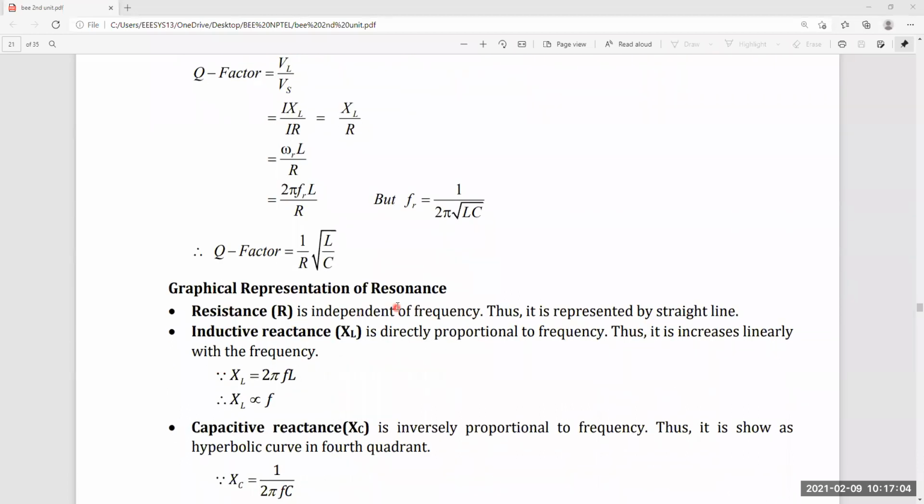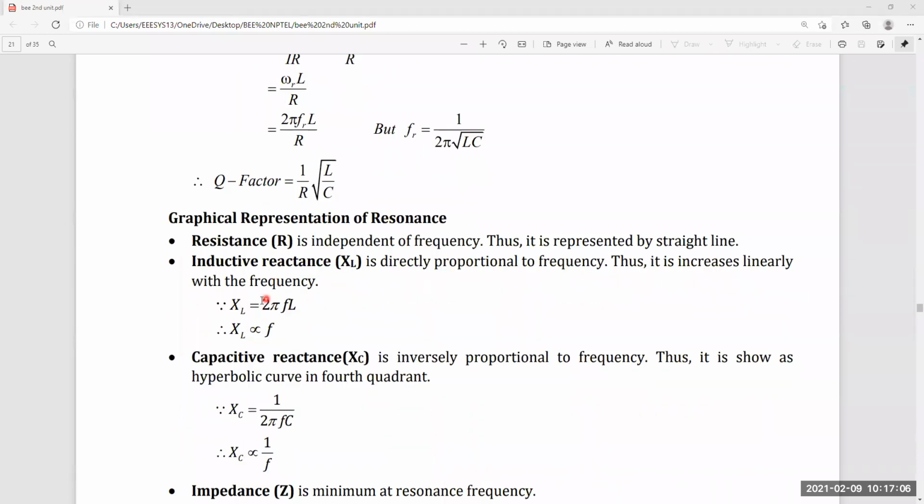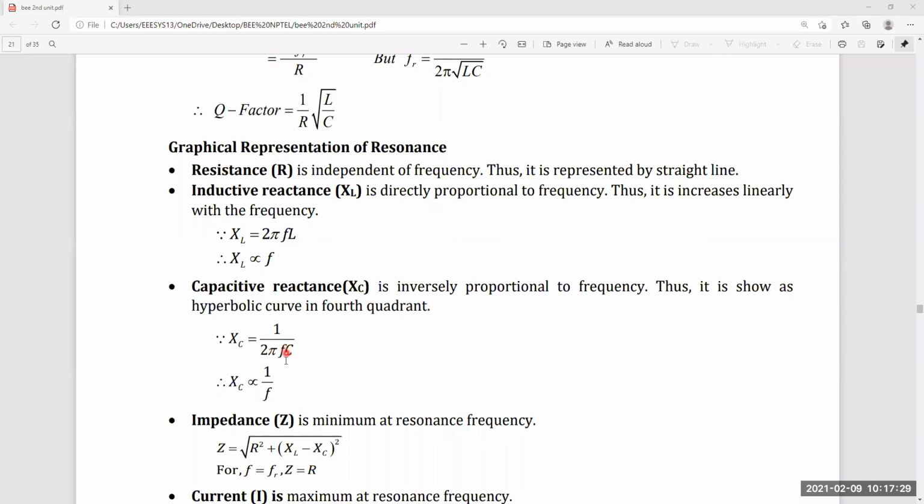Then the graphical representation was covered in yesterday's class. Under resonance condition, there is no effect of frequency on resistance. Resistance is independent of frequency. Inductive reactance XL is equal to omega L, omega is equal to 2 pi F, so it is depending on frequency, proportional. The capacitive reactance XC is equal to 1 by 2 pi FC, that is 1 by omega C, so XC is inversely proportional to frequency.